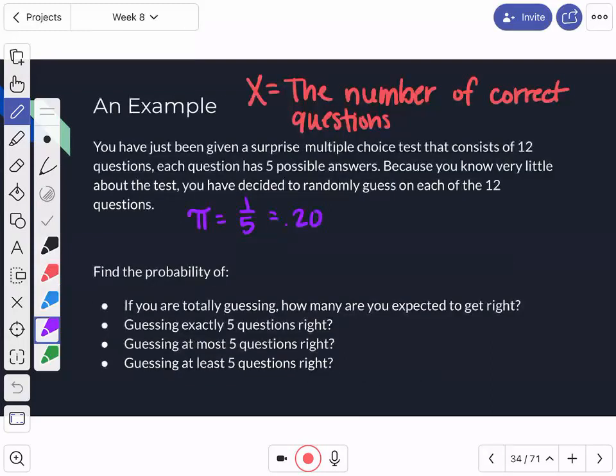I hate using pi. I like using the letter P, but your book uses pi. I think the homework uses pi too. If pi is 20%, that is a correct answer. That is a correct question. What is going to be failure? What is failure here? Let's let pi be success. You got it correct.